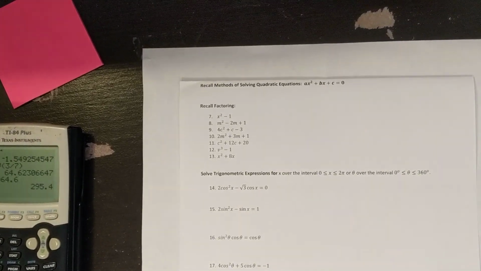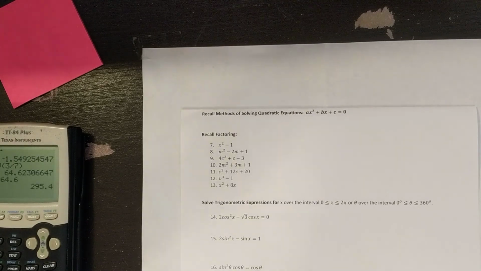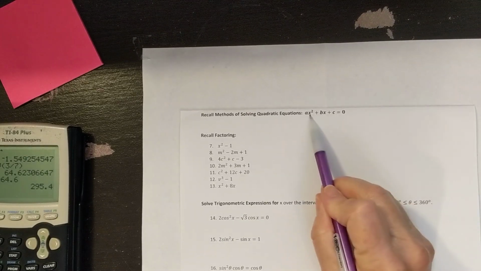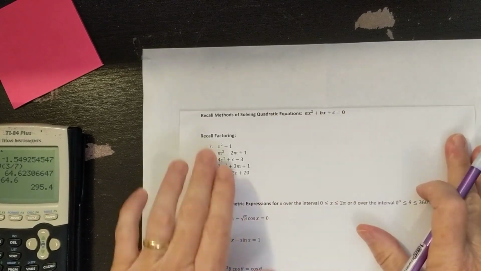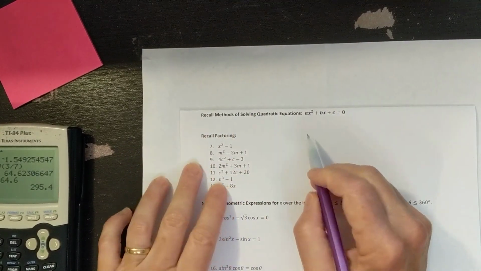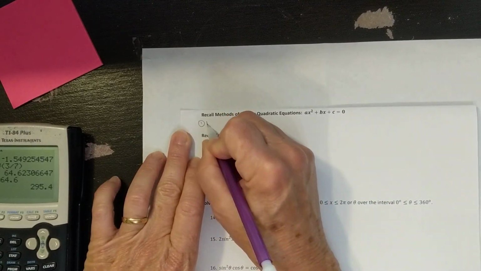Okay, before we jump into solving more complicated trig equations, I want to remind you how we used to solve quadratic equations. Quadratic equations are simply polynomials where the highest degree is 2, so they take this form. There were 4 main methods you learned in college algebra about how to solve these.